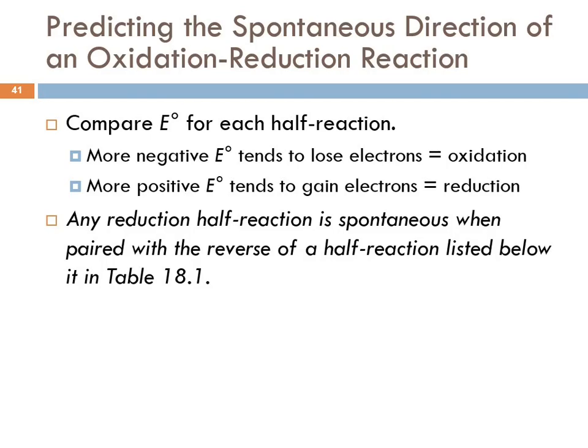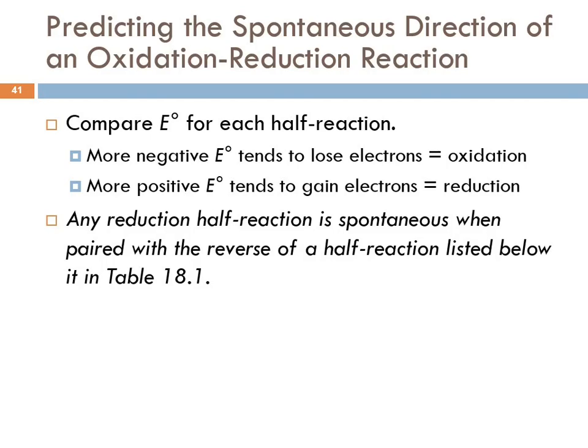One is to compare E0 for each half reaction. The more negative electrode potential tends to lose electrons, that's oxidation. The more positive tends to gain electrons, that's reduction. Then look at what combination is going to give you a positive cell potential. So that's one way to do it.